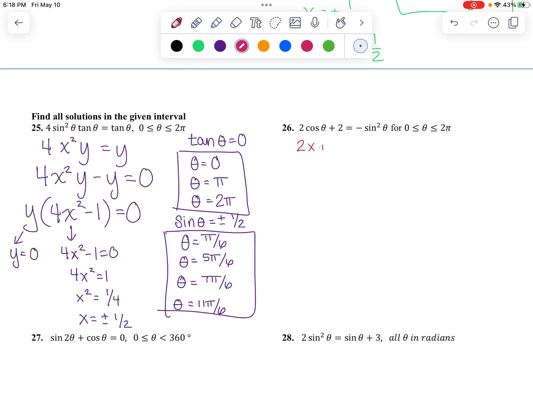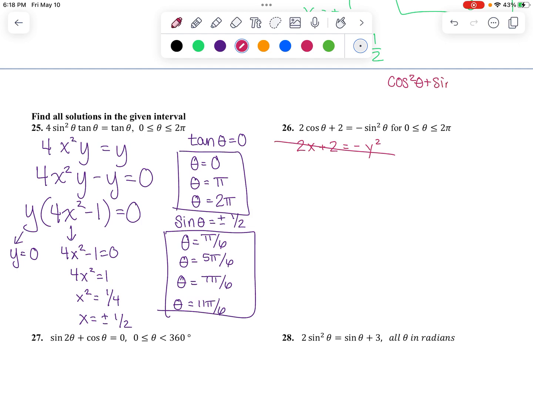Okay, 26. I see an issue. Because if I just try to change this to x's and y's, I can't factor this. So not helpful. This is where an identity comes into play. I see squared trig. I see a negative 1 sine squared.